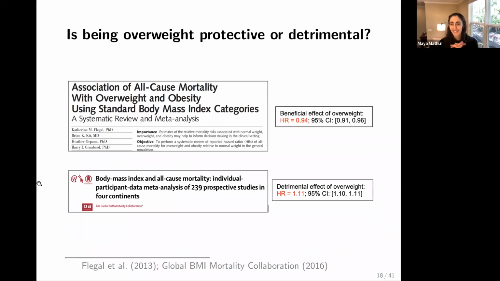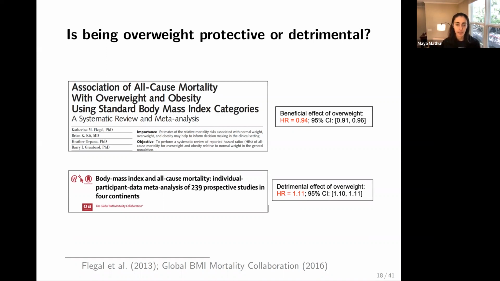Okay, so we're going to consider an example that has been very, very spicy, which is meta-analyses on whether being overweight versus normal weight is protective with respect to all-cause mortality or detrimental. There have been in particular two meta-analyses that have been at war with each other. The first one was in JAMA by Katherine Flegal et al., which suggested an average beneficial effect of being overweight versus normal weight on all-cause mortality. Pretty small effect, but protective, with a hazard ratio of 0.94 with a 95% confidence interval bounded below 0.96.